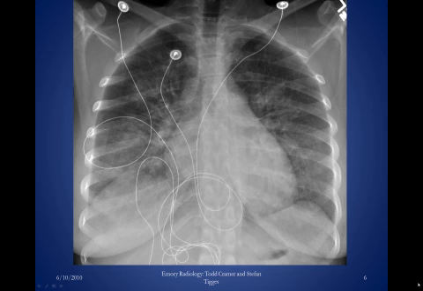Here's another finding that is common in patients with excessive interstitial fluid. In this case, the fluid has accumulated around the bronchi, causing parabronchial cuffing. Normally, the walls of bronchi are invisible on chest X-rays because they're so thin. However, just like in Kerley B lines, extra fluid can accumulate in the parabronchial tissues, causing them to become visible.